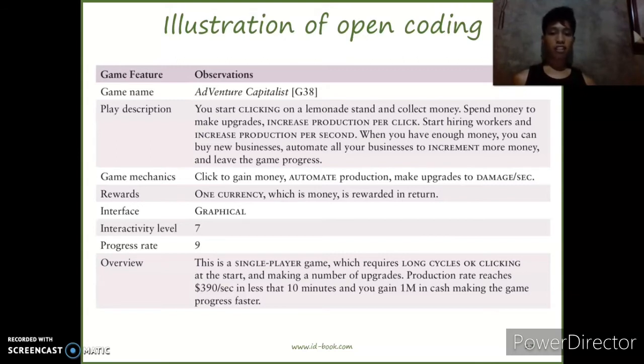Rewards: one currency, which is money, is rewarded in return. Interface: graphical. Interactivity level 7, progress rate 9. The overview is a single-player game which requires long cycles of clicking at the start and making a number of upgrades. Production rate reaches $390 per second in less than 10 minutes, and you gain 1 million in cash, making the game progress faster.